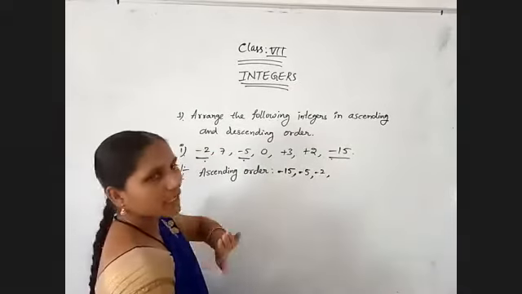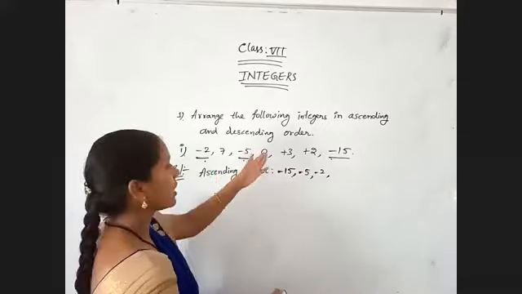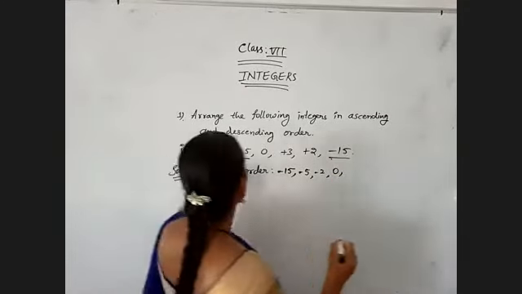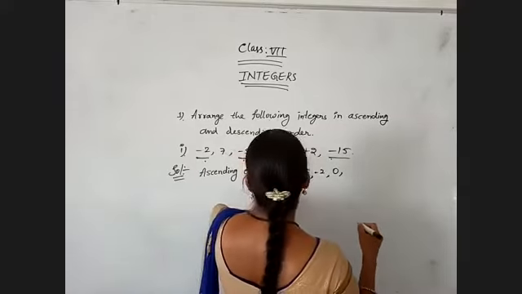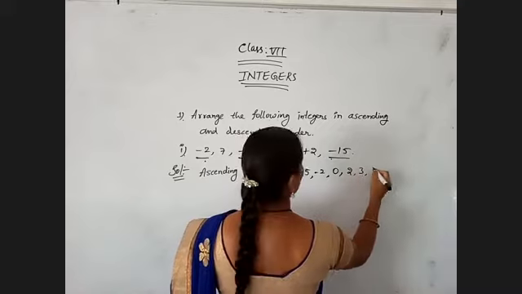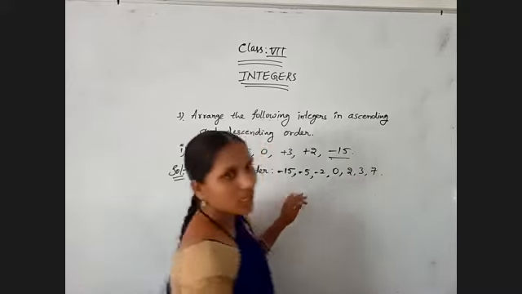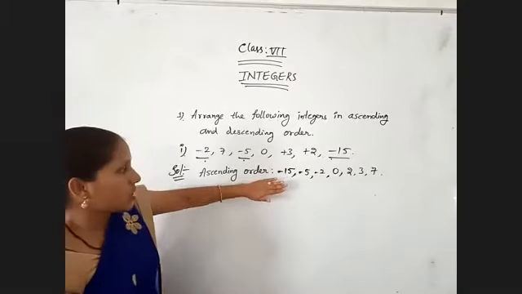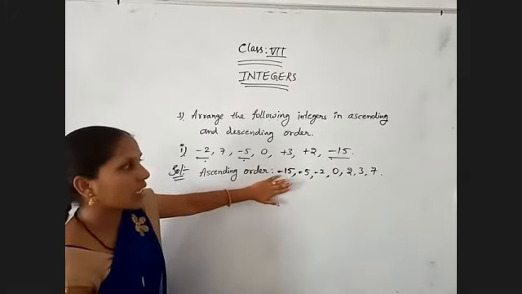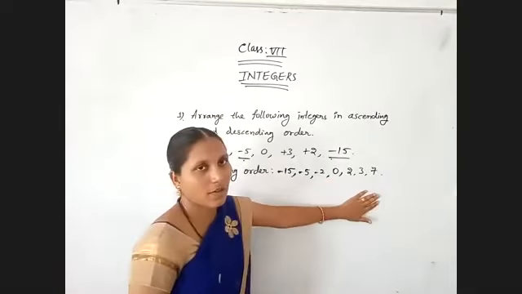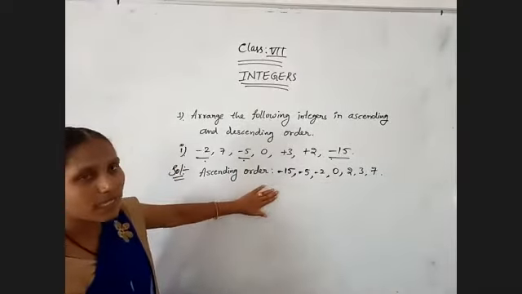After finishing the negative values, next place is for the 0. And after that, positive integers. So, which is the smaller amount? 2, 3, 7. 2 is smaller, 3 is bigger, and after that, 7. So, observe, this is ascending order. We have arranged the given integers in an order such that smaller to bigger value. So, it is the ascending order.